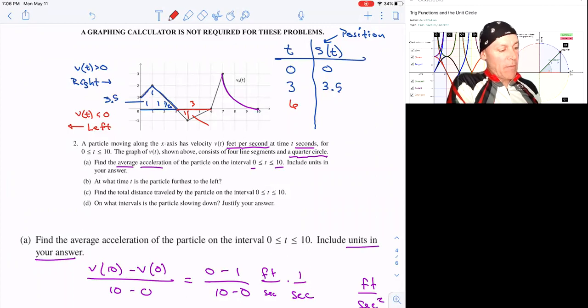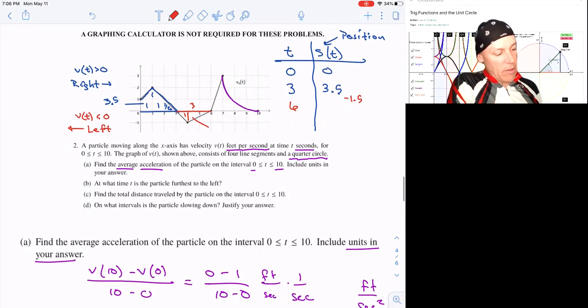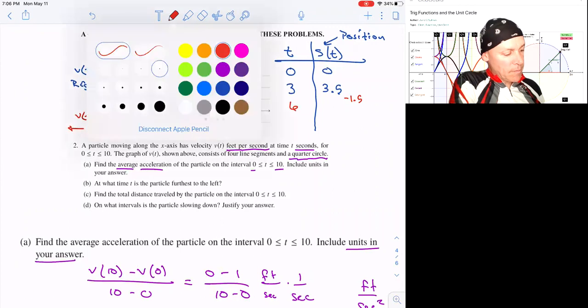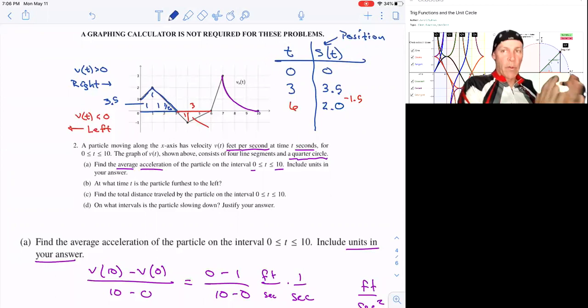Well, if it was at 3.5 and it moves back 1.5, now it's located at what position? It'd be 3.5 minus 1.5, and that's going to be at 2. So the position of the particle is at 2 units to the right of the origin.